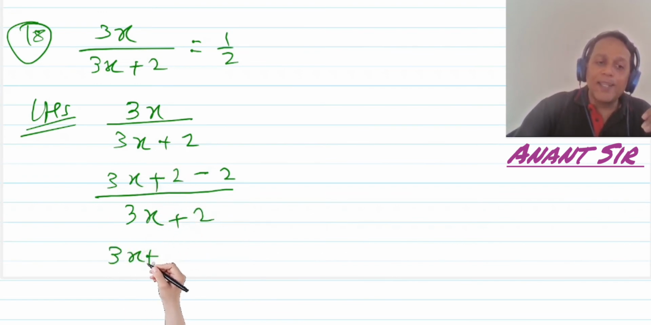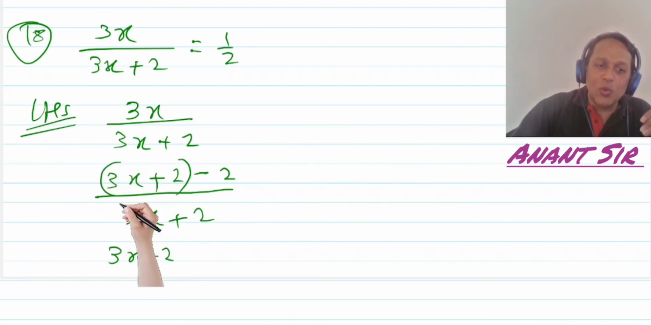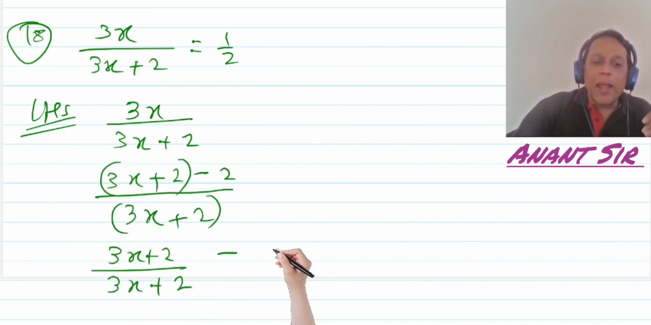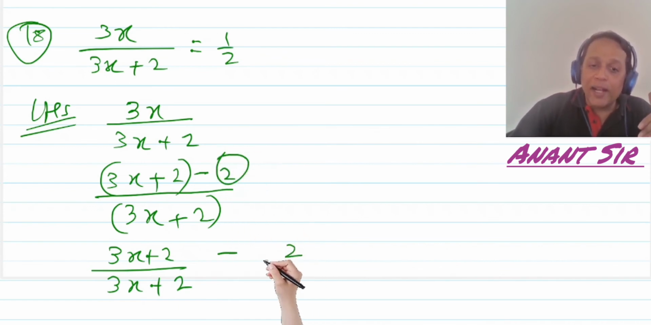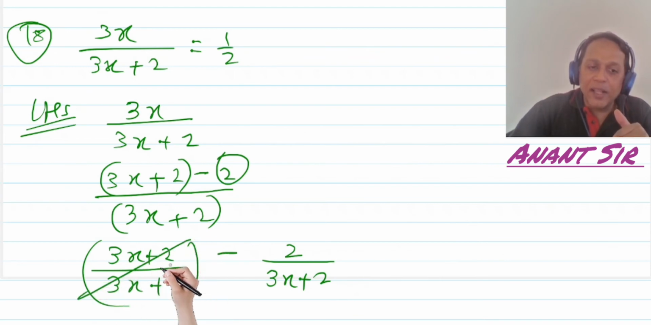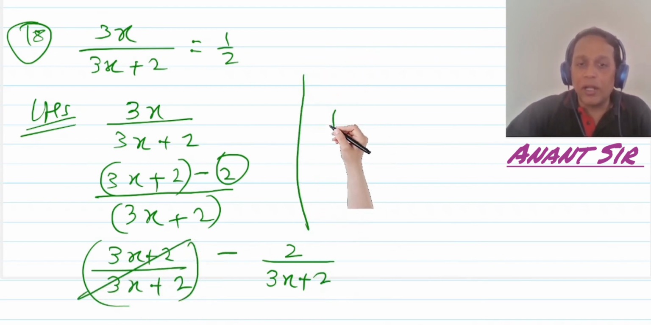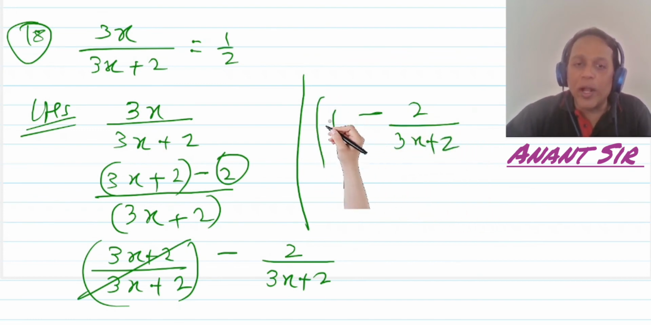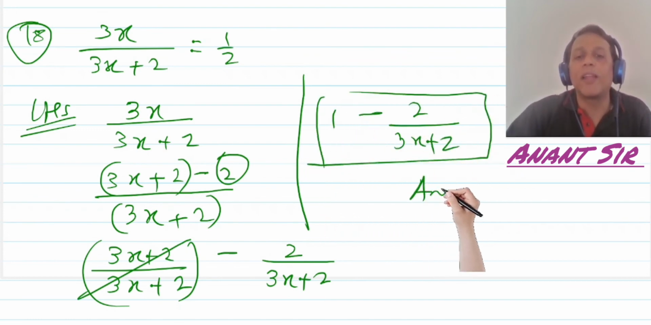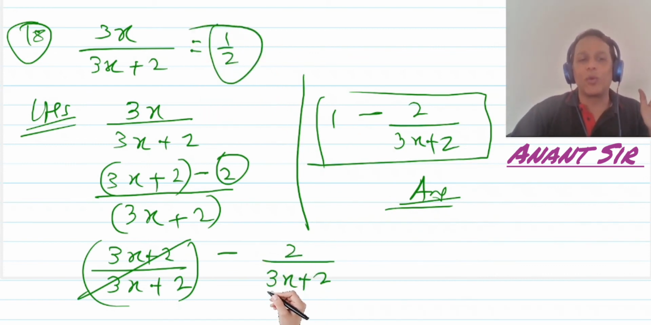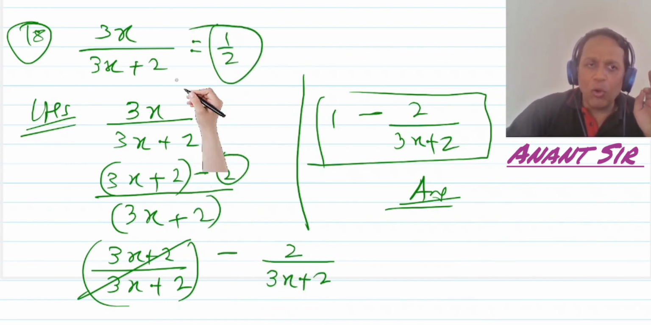I can write this as 3x plus 2 divided by this 3x plus 2, minus this 2 divided by again this 3x plus 2. Now this gets cancelled. Its answer is 1 and minus this remains as it is. So this you can do. This is your final answer. You cannot do it like this. You cannot get the answer as 1 by 2. Okay. And have you understood this?